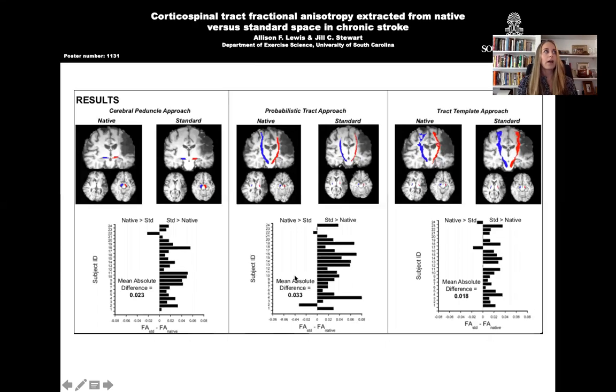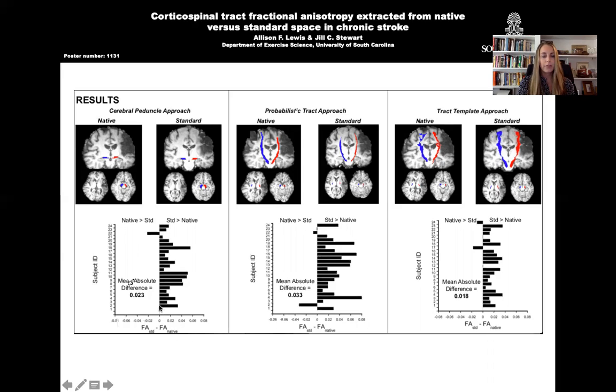So here we are looking at results. So what you're looking at here is by approach. So we have the cerebral peduncle approach here, the probabilistic tract approach here, and then the tract template approach here. Now these bar graphs are by subject. So here's our 24 subjects on this axis. And then on this axis, we have the FA standard values minus the FA native values.